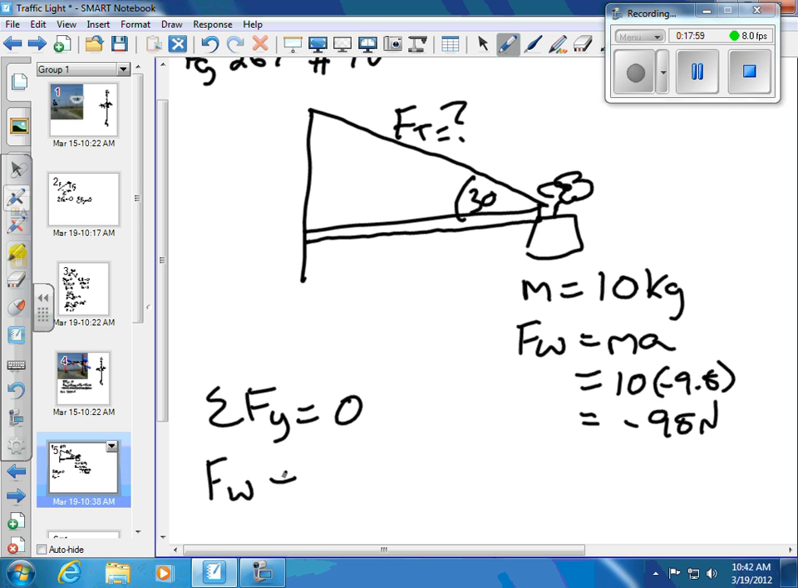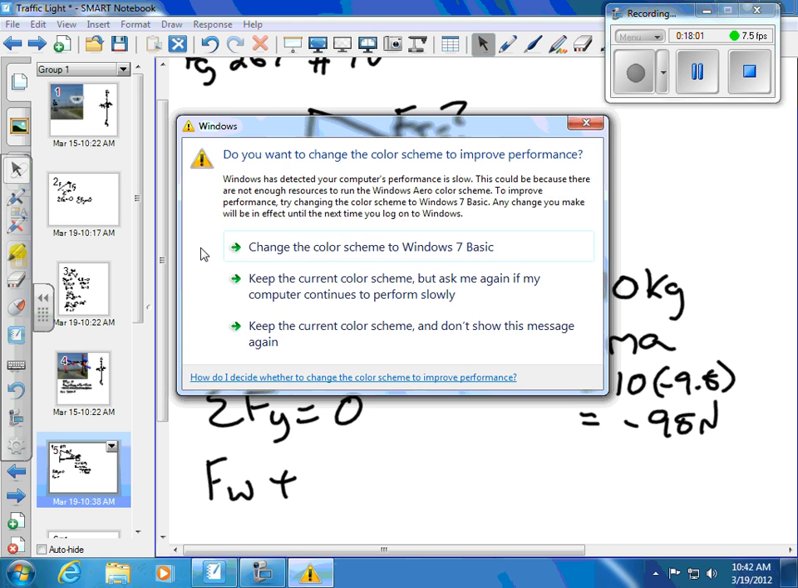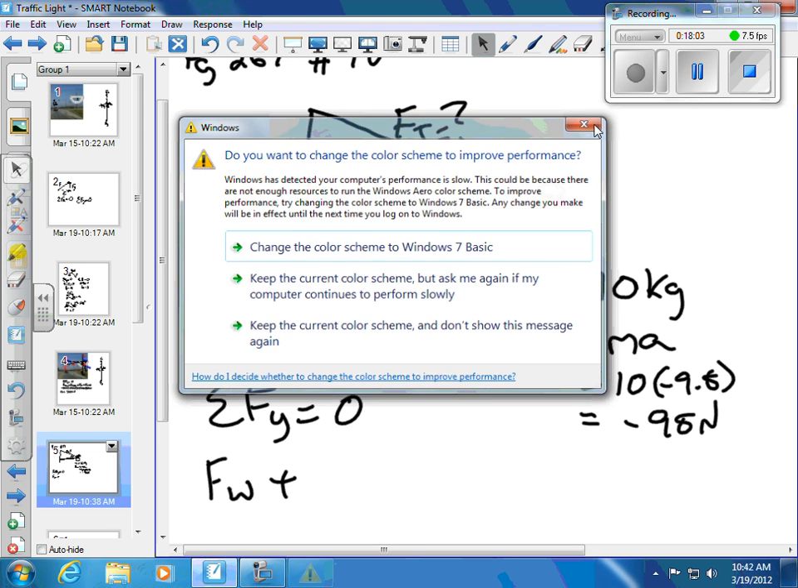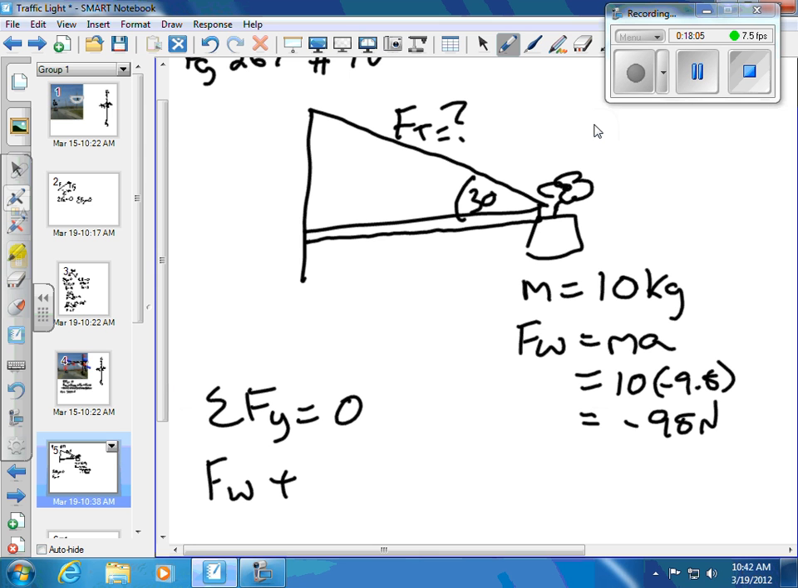Our FW and what else? The weight of the flower. That's FW, that's for gravity. But there's two types of gravity. There's gravity on the wall, is it not? No, we're not looking at that. What is it?